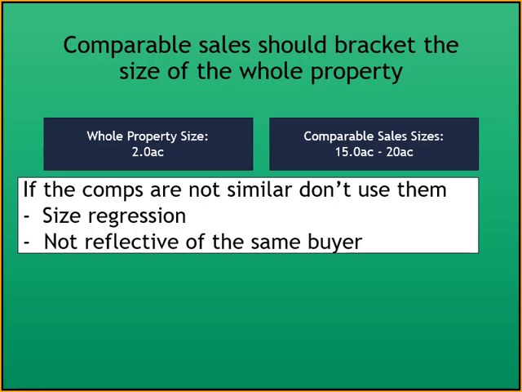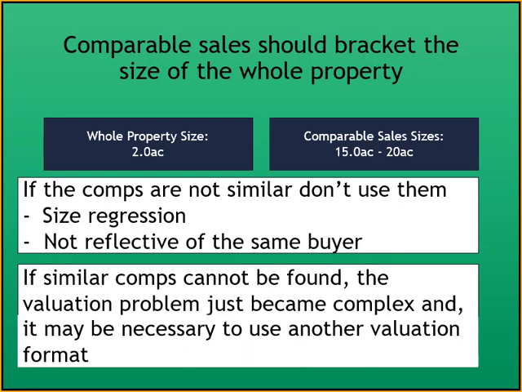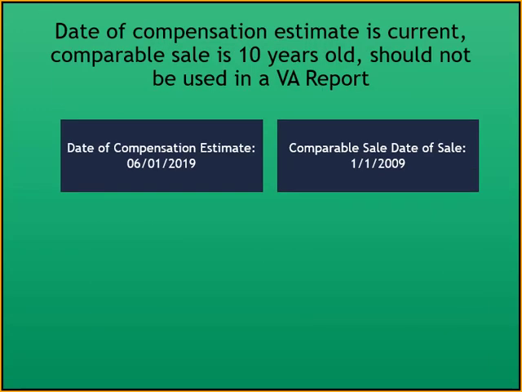Typically, the smaller an item, the higher the unit value. They're not reflective of the same buyer. If similar comps cannot be found, the valuation problem just became complex, and it may be necessary to use another valuation format. All right, next comparison.